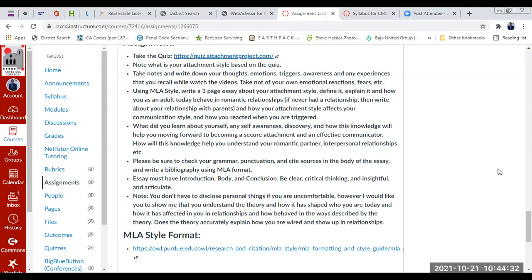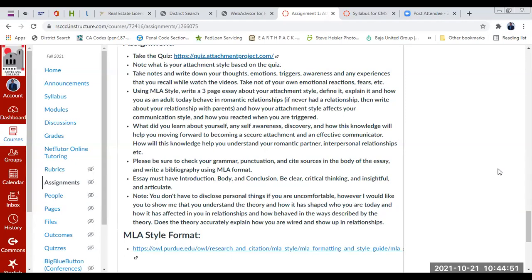Now, some of you may have some discomfort about disclosing personal things. Disclose what you can or what you feel comfortable with. No one's going to see it but me. And you don't have to use an extreme example, but you can use other examples, right?